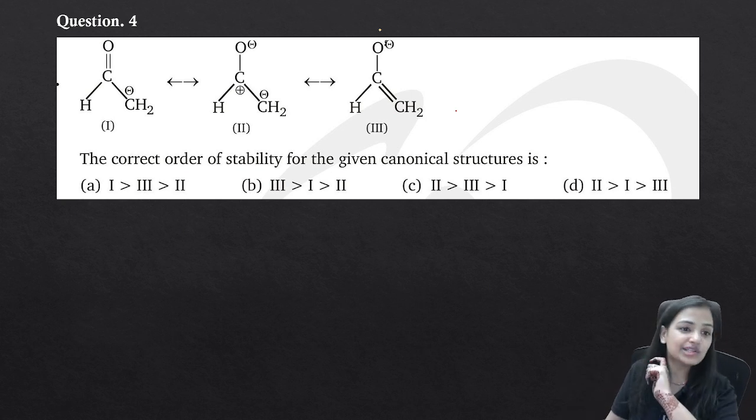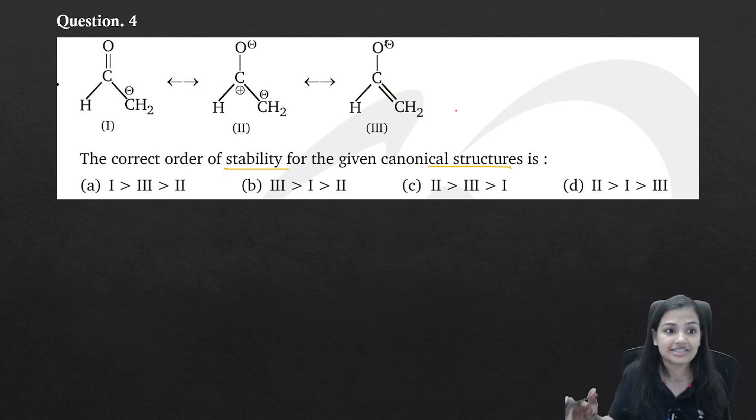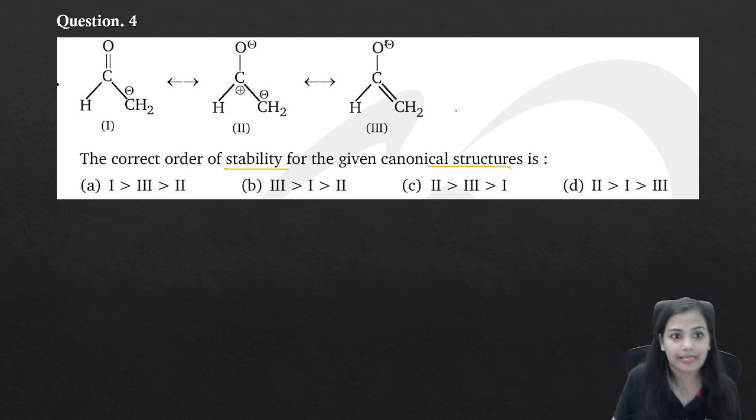Now here we are for the very fourth question. What does it say? You have to find out the correct order of stability for the given canonical structures. Again, the concept of stability. Let's have a look.